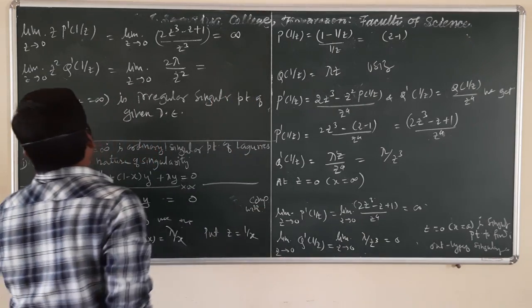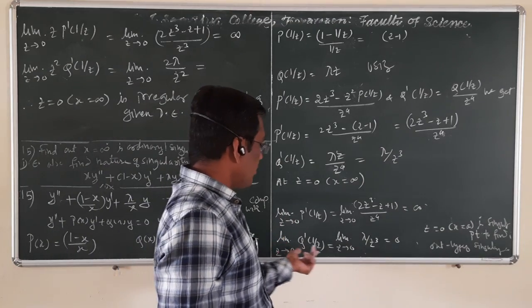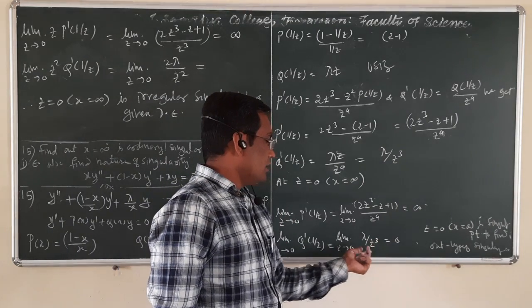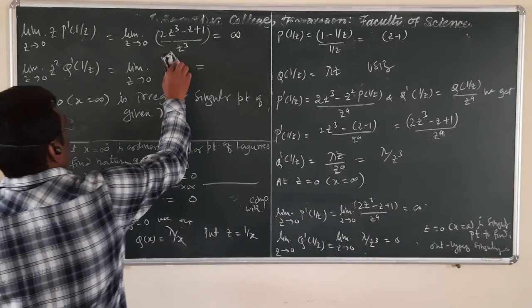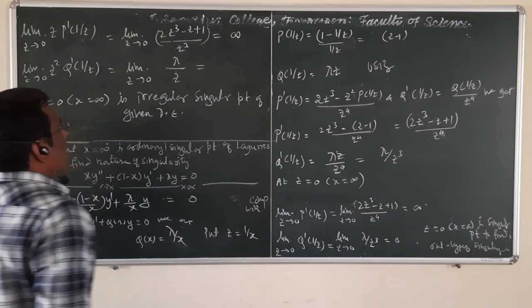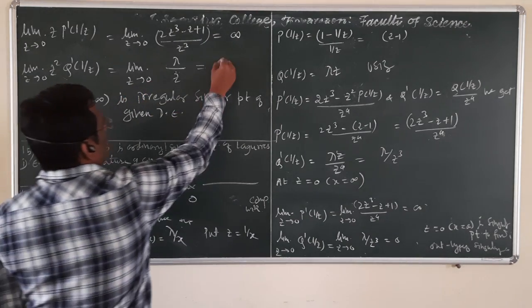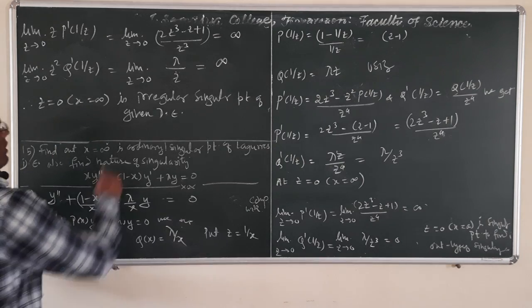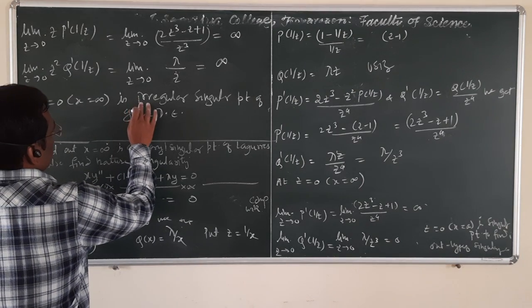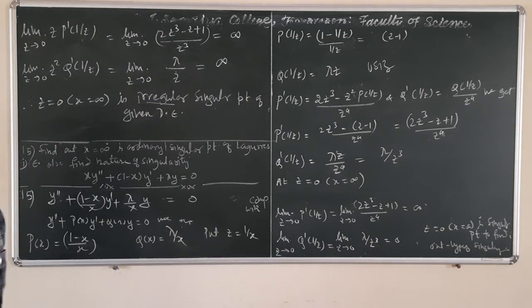Similarly, for Z square into Q dash, if you multiply this by Z square, we end up with lambda upon Z. And if you put Z is equal to 0, we end up with infinity. So that's why we can say Z is equal to 0, or x is equal to infinity, is an irregular singular point of the given differential equation.